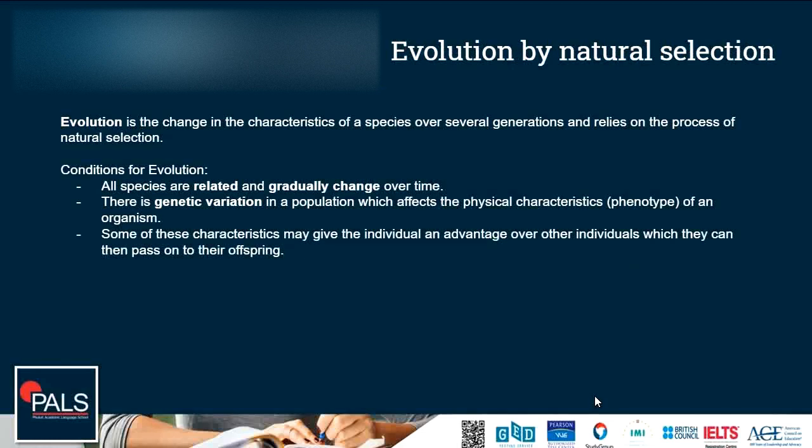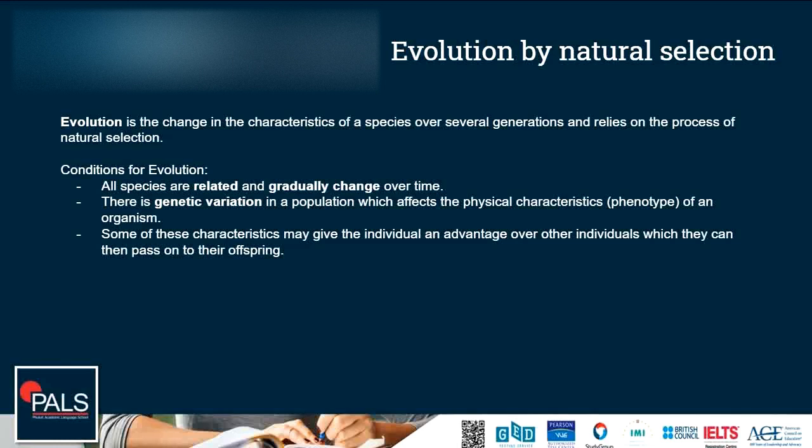Let's move on to evolution. Evolution is the change in the characteristics of a species over several generations and relies on the process of natural selection. So again, the theory of evolution is about continuous change in the characteristics of a species over several generations, which in turn may lead to the formation of new species.